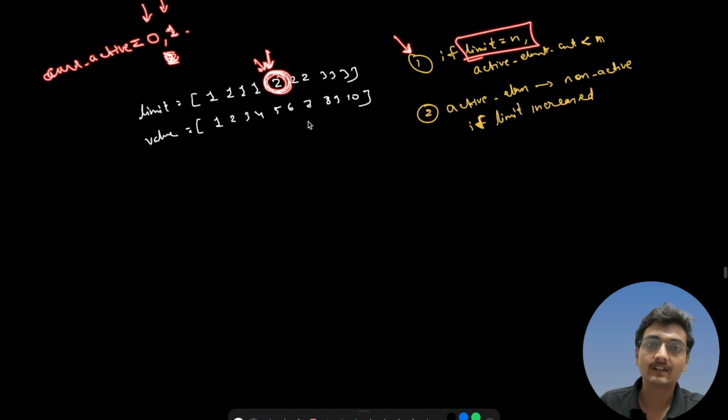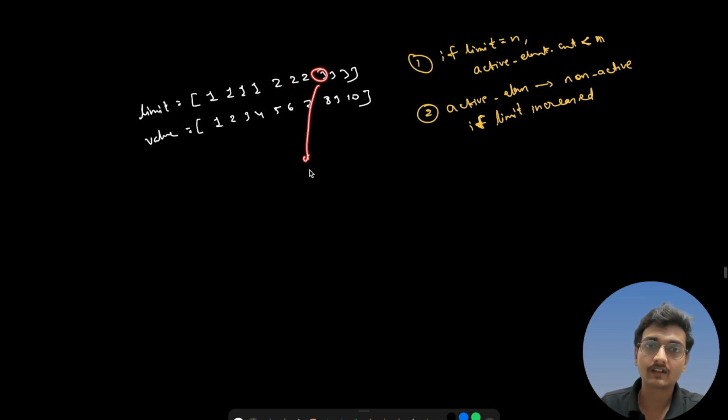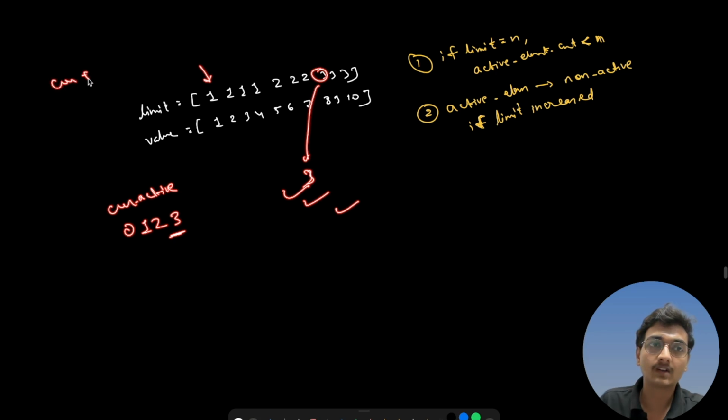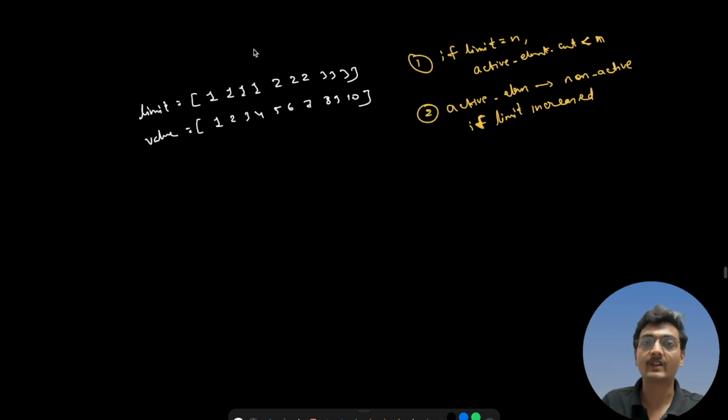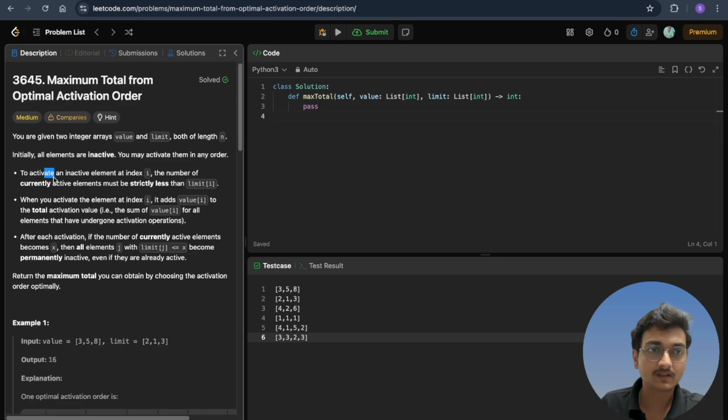Now if I am activating this 3, then if my current active count is 0, yes, I can activate. If 1, I can activate. If 2, I can activate. But if the current active count is 3, I will not be able to activate. If I activate this, I will make current active plus equal to 1. So if my current count is less than 3, then only I will be able to activate the current number. So this is basically the description of the first point.